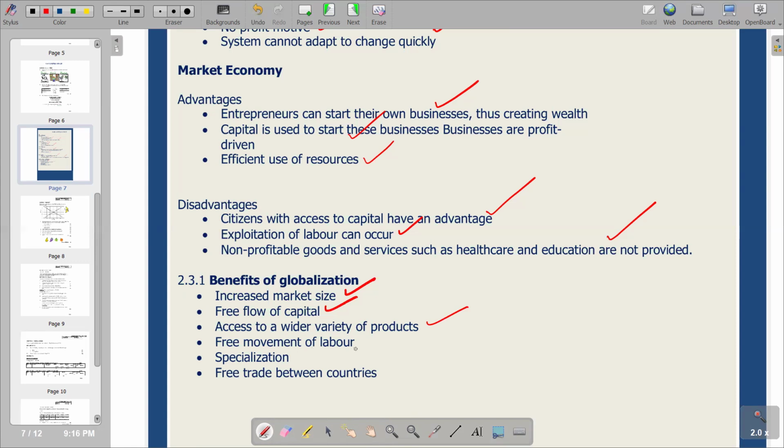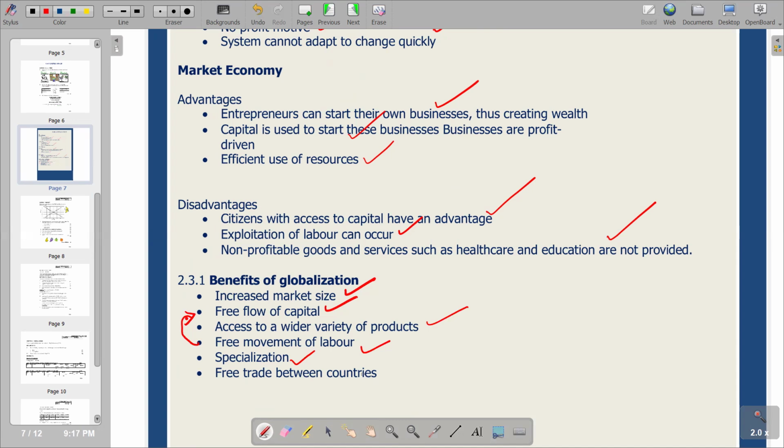Then we have free movement of labor as a resource again, which we can try to combine with the point we have here of capital, because labor and capital are both resources, both factors of production. Then we go to specialization. Through globalization, specialization will come into play, whereby a country which has a competitive advantage in producing a product will specialize in that product, and others will specialize in other products. So it becomes specialization, which will obviously increase world output, which is a benefit at a global scale.